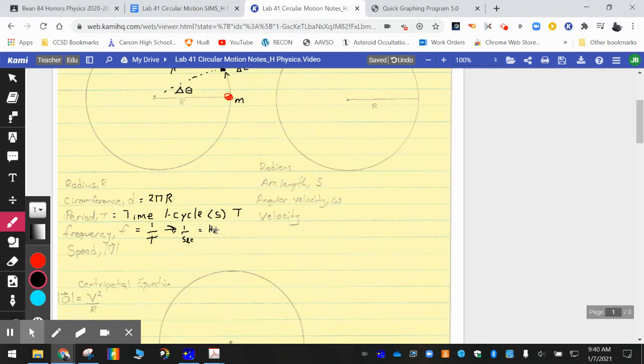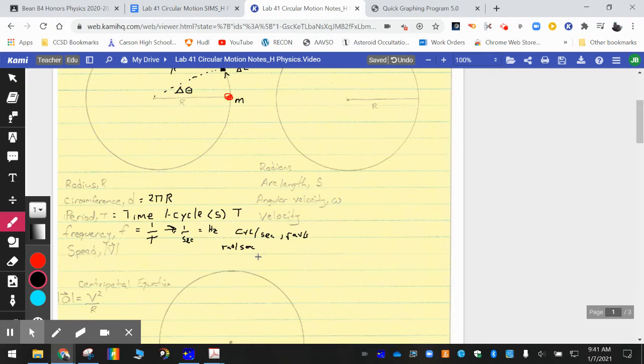And here's where the radians come in. Since it's 1 over second, I can do cycles per second, that's the SI unit. I can do revolutions per second, radians per second. Anything per second is frequency, in hertz. So that's something that we'll need to be aware of.